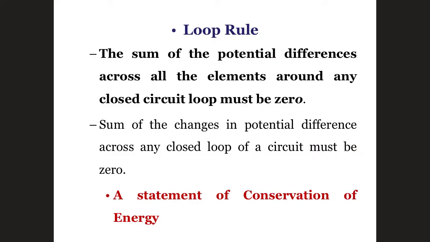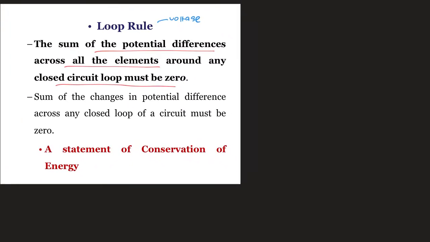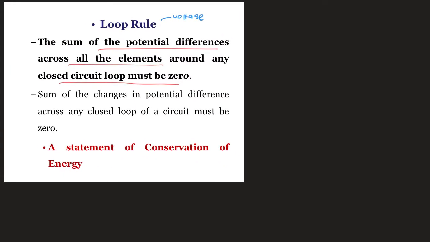Here is Kirchhoff's loop rule, which relates to the concept of voltage or potential difference. The sum of the potential differences across all the elements, or the sum of the changes across a closed loop, always equals 0. For example, if you start with 50 joule, at the end you are going to have 50 joule. So the change is 0, and that is Kirchhoff's loop rule, which relates to the concept of conservation of energy.